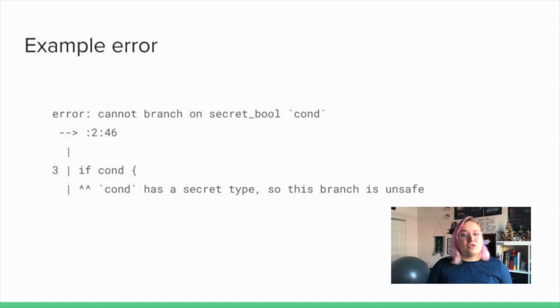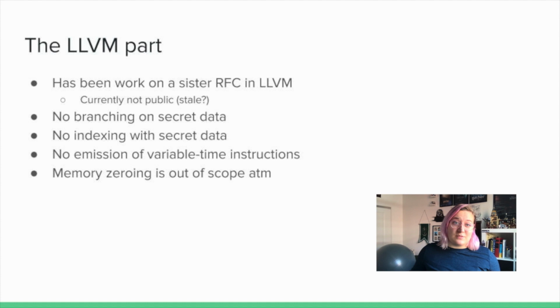Here, the programmer chose to branch on a secret bool. In this case, the compiler should give us an error because that's not allowed. Now, there are two parts to this problem. There's an LLVM part and a Rust part, which I've already described. There's been some work in the LLVM realm to propose a similar RFC to this one, which we've worked together on at Hacks 2020. We're not entirely sure what the status of that work is at the moment, but what LLVM needs to do is make sure that our constant time Rust code is also compiled safely.